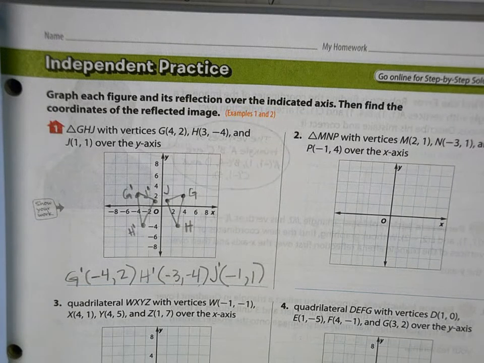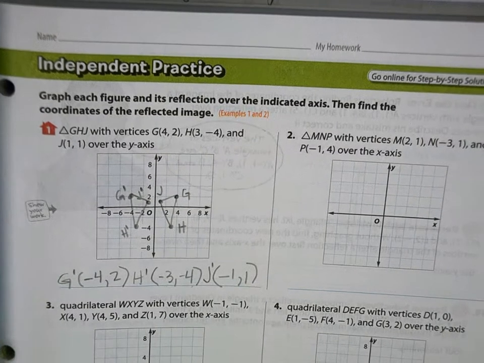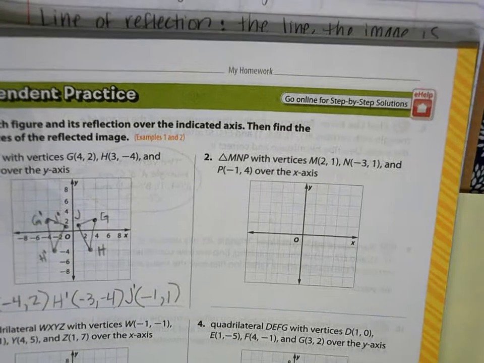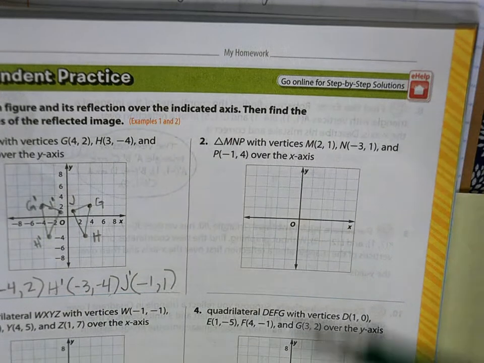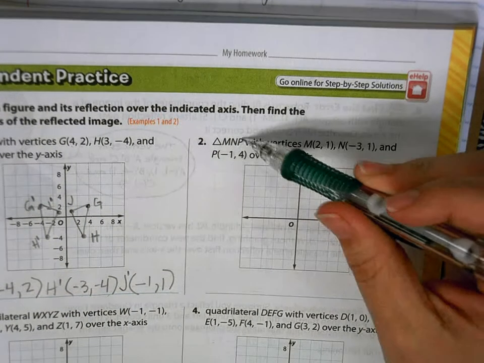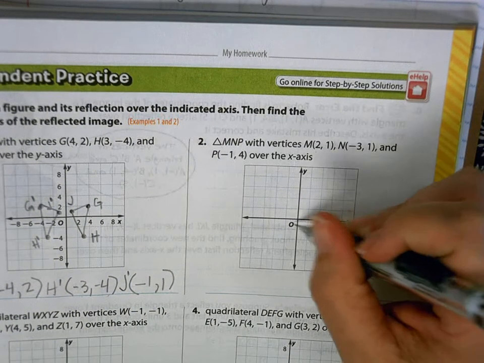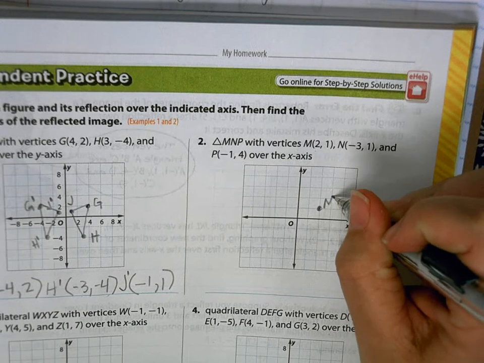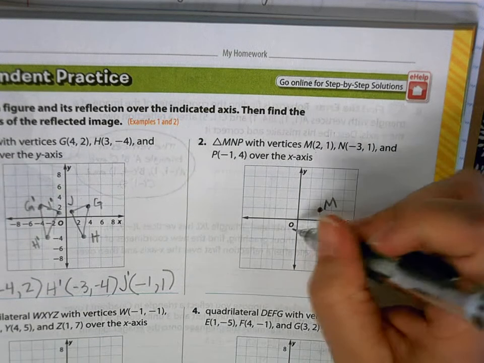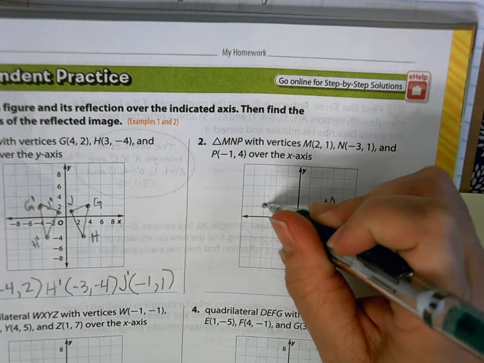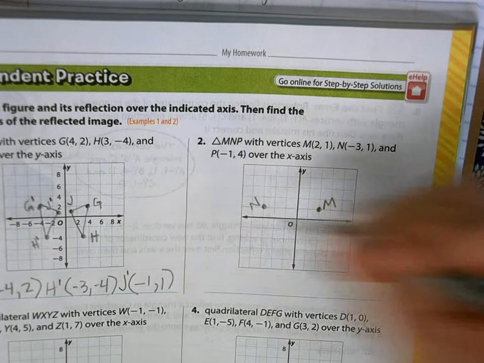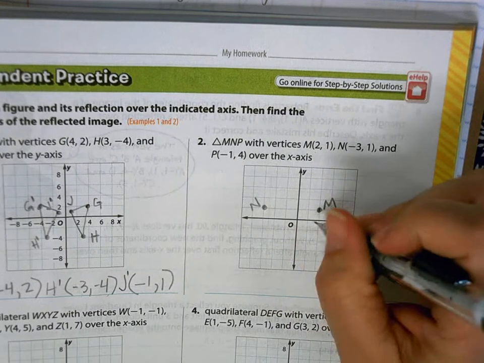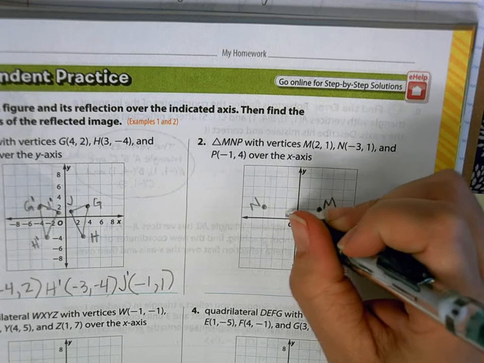There's definite patterns. Okay? Let's try and do one over the x just to see what happens there. So number 2. So let's graph triangle MNP. So M has 2, 1. We don't have numbers this time, so that's good. So that's M. N is negative 3, positive 1. And then P is negative 1, 4. So negative 1, up 4.